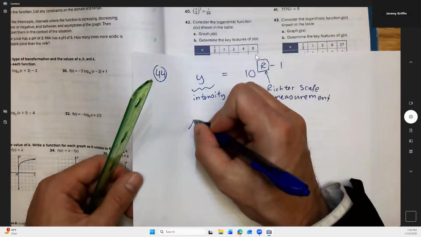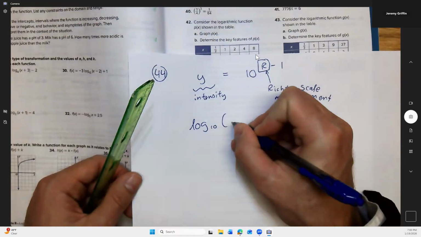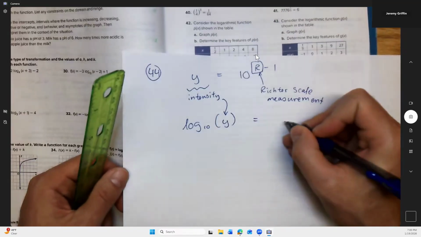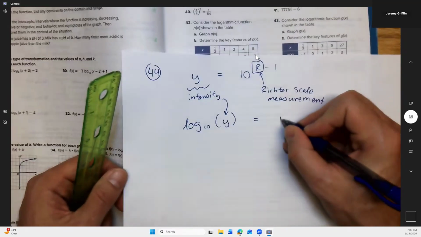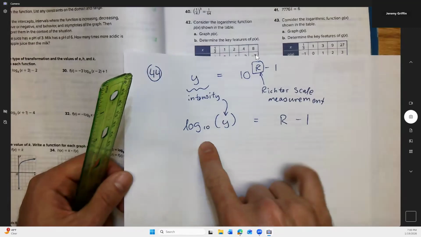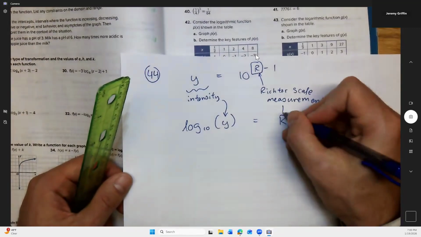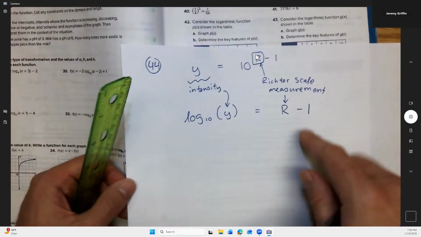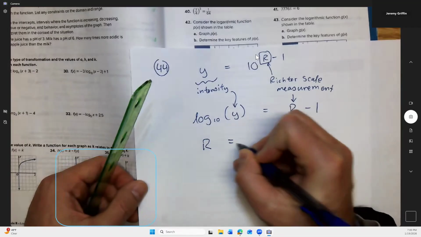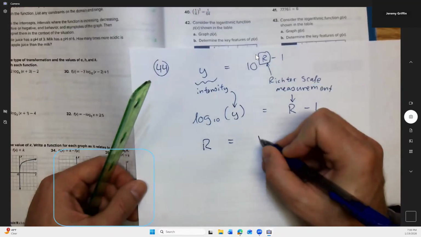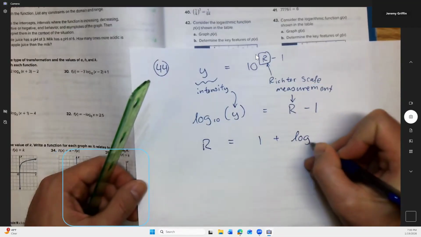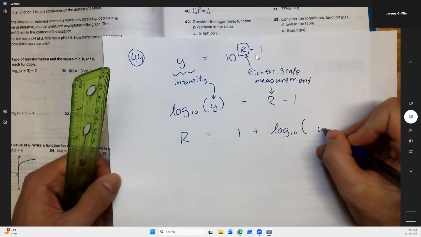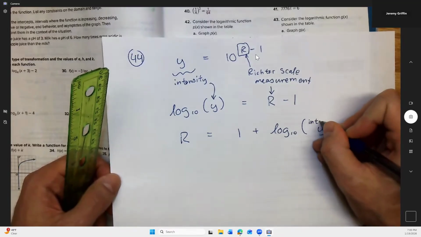So I can take log of both sides. So log base 10 of the intensity, y, is equal to r minus 1. Remember, 10 to the r minus 1 is y, where r is the Richter scale rating. So if you simply add 1 to the other side, you can get the Richter scale number in terms of the intensity. So Richter scale rating is 1 plus log base 10 of y, but I'll go ahead and spell it out.